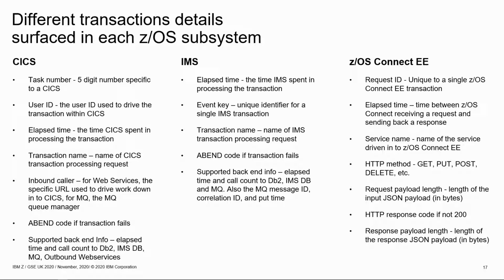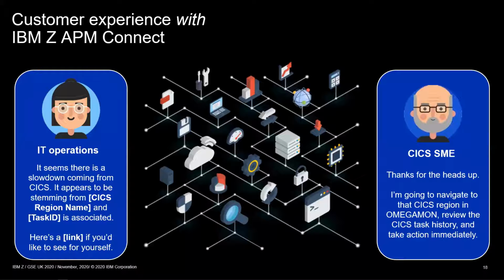We can also see what the response code is that's coming back. A lot of this information is here so that when we bring this up to that APM view, our IT operations person can say, hey, there's a slowdown happening in CICS. I can give you the exact region name and the task ID associated with it. And she can provide a link into that picture that I had shown, so the CICS SME can see the big picture of how this all works.